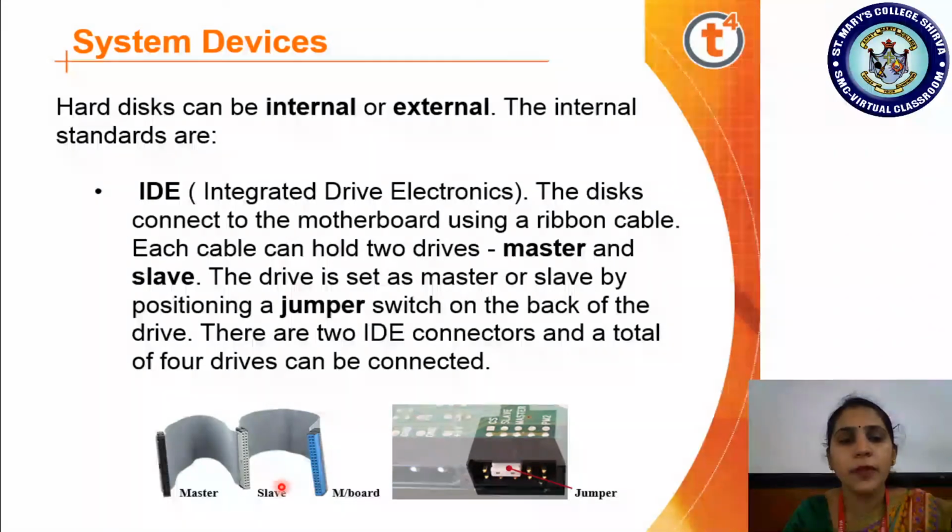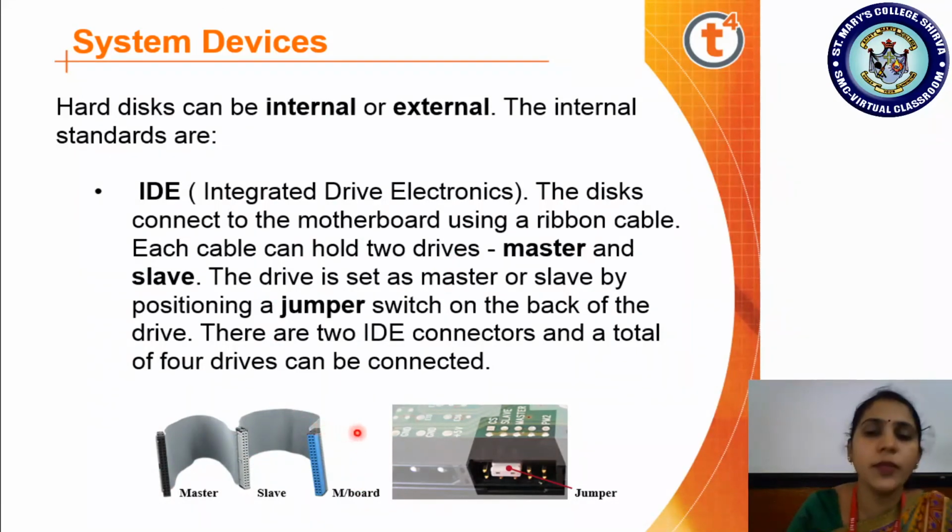What is that ribbon cable? See here, this is the ribbon cable, and each cable like this can hold how many drives? Two drives. One is master and one is slave. Just check your master and slave, and it is connected to a motherboard. The drive is set as master or slave by positioning a jumper. You're finding this device here, right? We call it a jumper. What is this jumper? It is used to switch from master to slave.